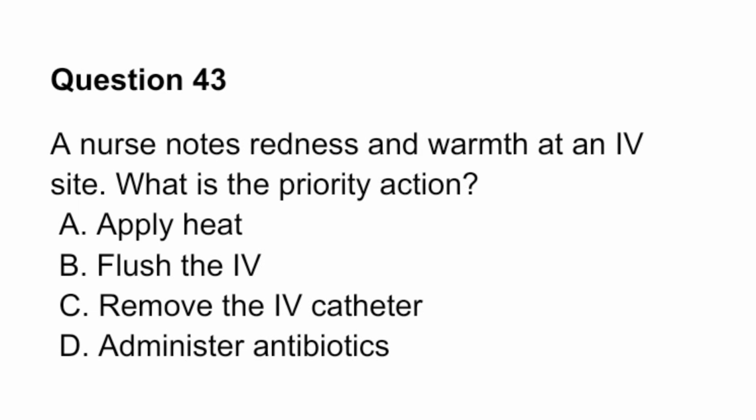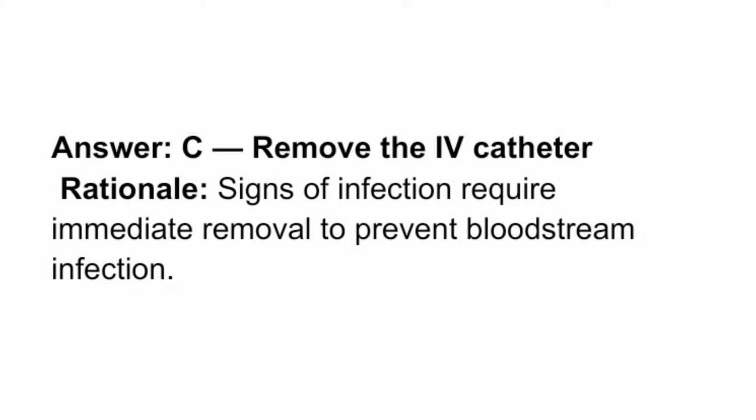Question 43. A nurse notes redness and warmth at the IV site. What is the priority action? A. Apply heat. B. Flush the IV. C. Remove the IV catheter. D. Administer antibiotics. Answer: C. Remove the IV catheter. Rationale: signs of infection require immediate removal to prevent bloodstream infection.